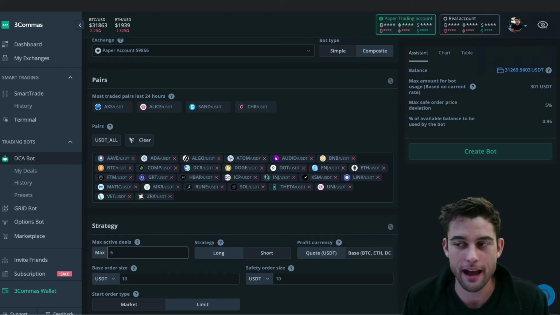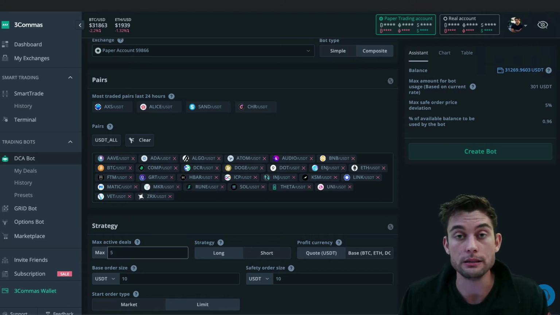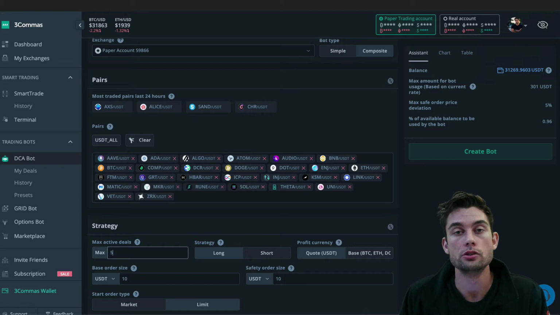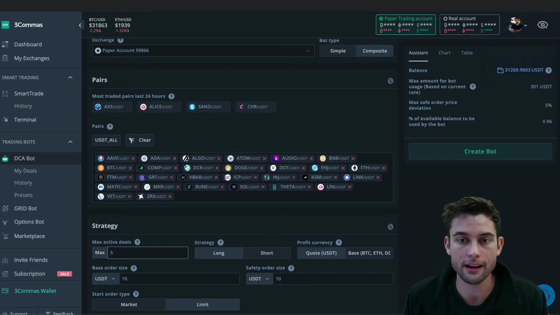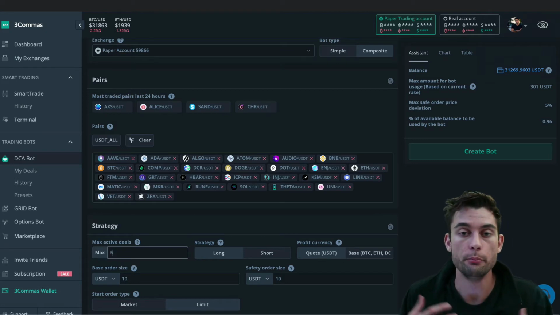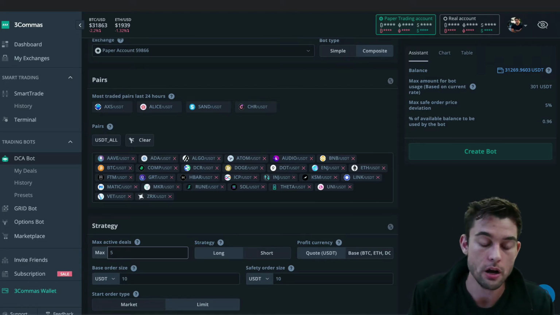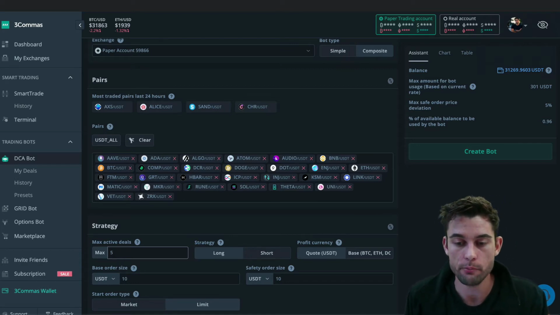So I would much rather have, say, 5 trades where the maximum amount that I could put into them is, say, $5,000, as opposed to 20 trades where the maximum amount that I could put into them is only $250, because I want bigger gains and I could better control less active deals. So I'm going to stick with 5, but you could have this really be any number you want.